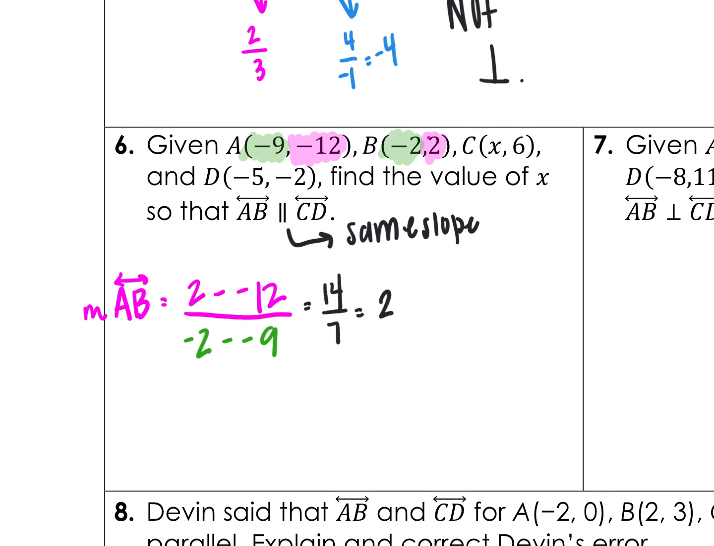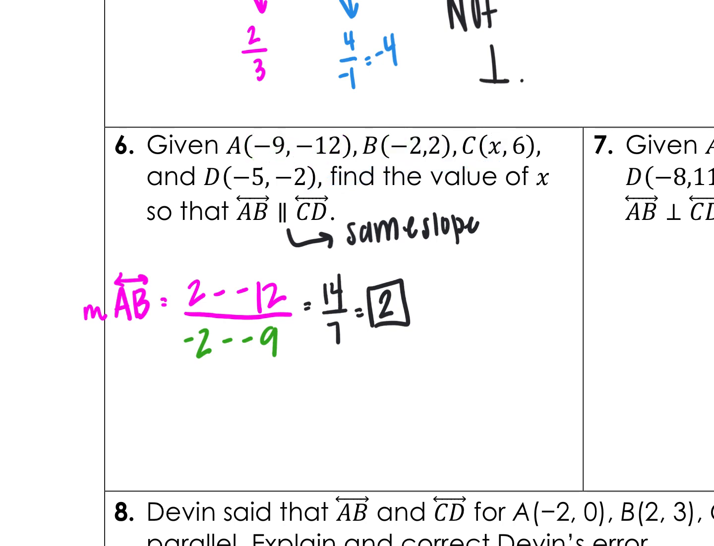So we know that we want the slope to be 2. So we're trying to figure out now what we can put in place of x so that when we find the slope of CD, it also has a slope of 2. Let's give this a shot.